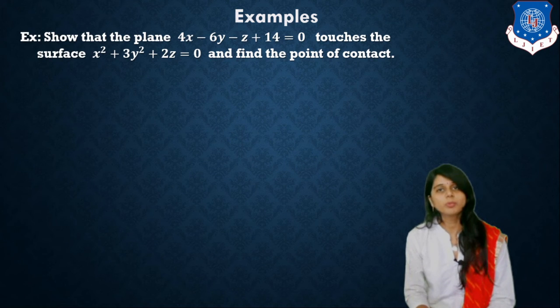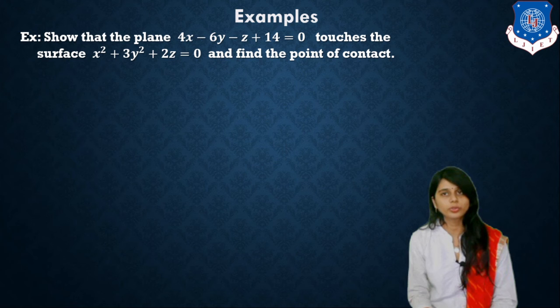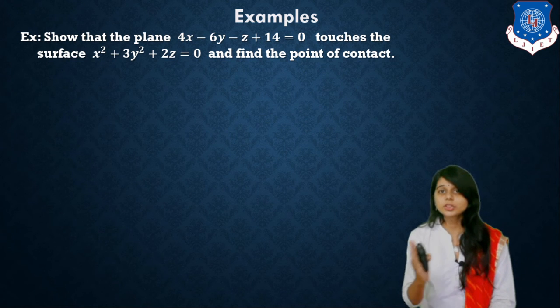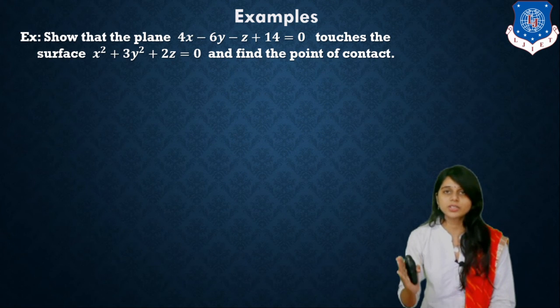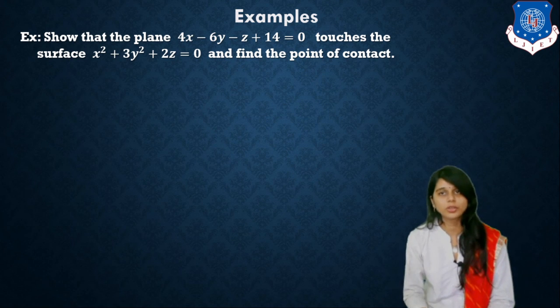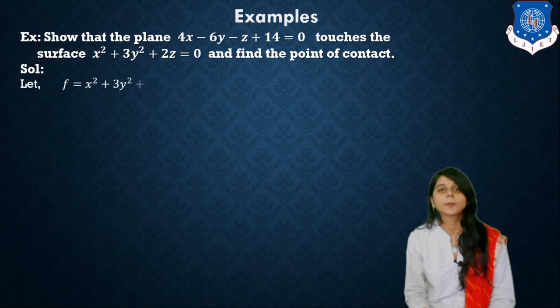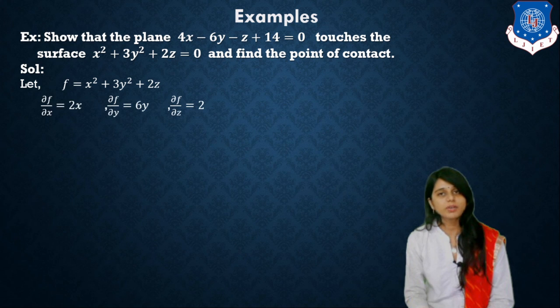Now, show that the plane 4x − 6y − z + 14 = 0 touches the surface x² + 3y² + 2z = 0 and find the point of contact. Let's start. f = x² + 3y² + 2z. What is ∂f/∂x? It is 2x. ∂f/∂y is 6y. ∂f/∂z is 2.